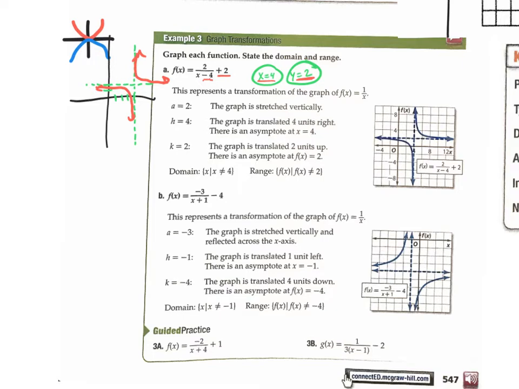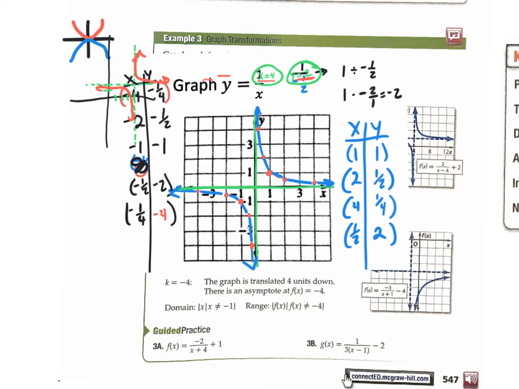What else? The h value of 4 means that it gets, they use the word translated, but ultimately that means shifted, right? It gets shifted 4 units to the right. So you think opposite of what you see here. So it gets shifted 4 units to the right.